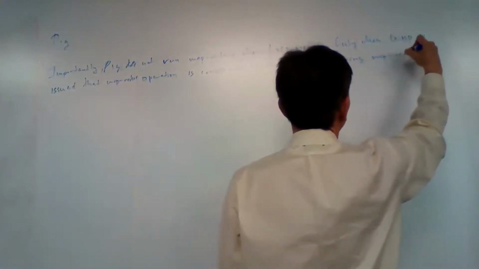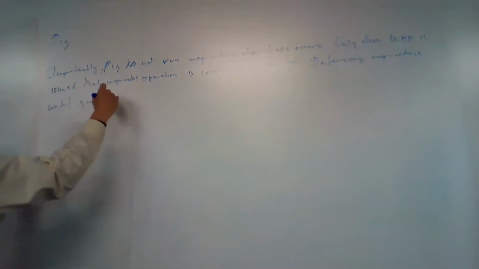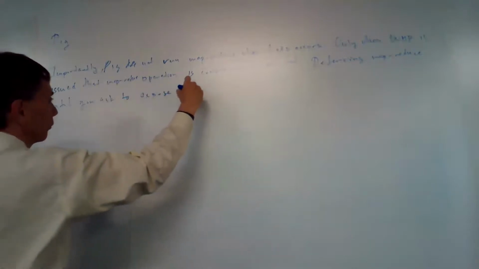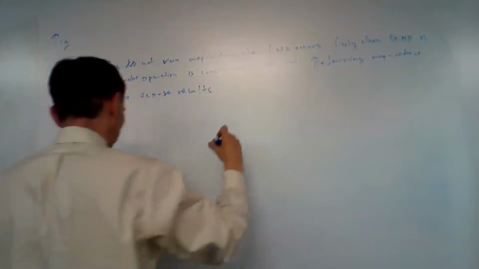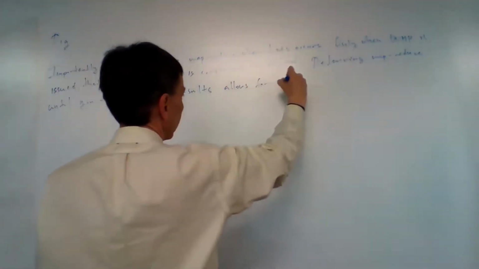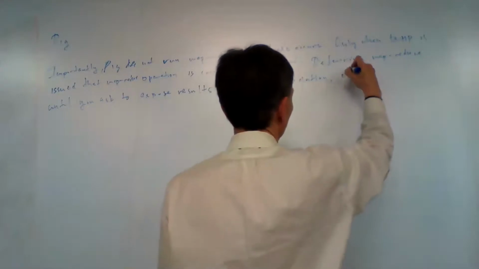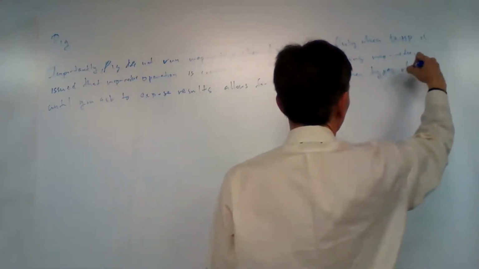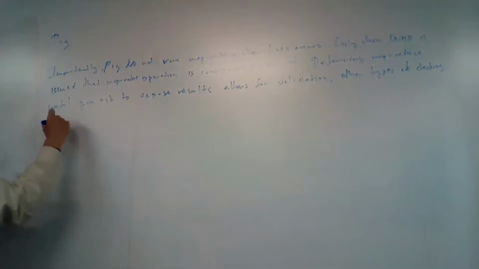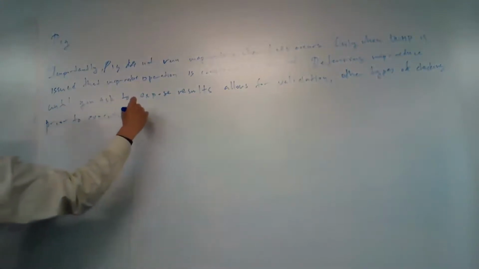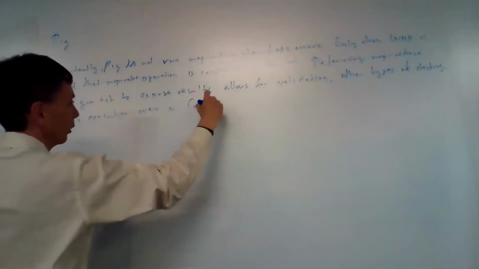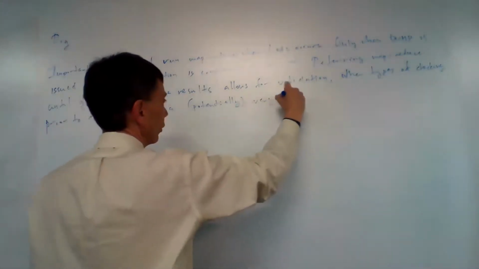So deferring the MapReduce until you ask to expose results allows for validation and other types of checking prior to execution over a potentially very large data set.